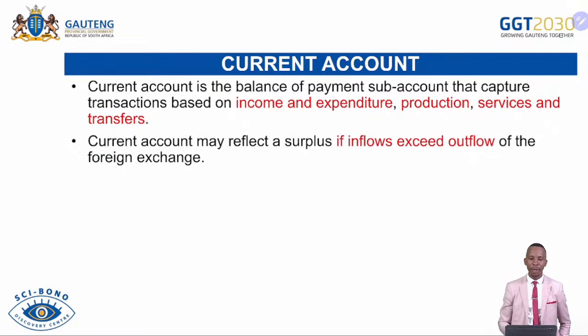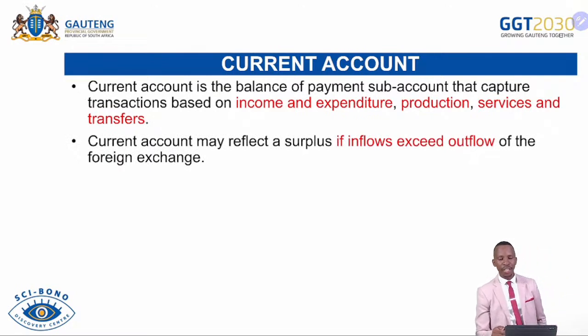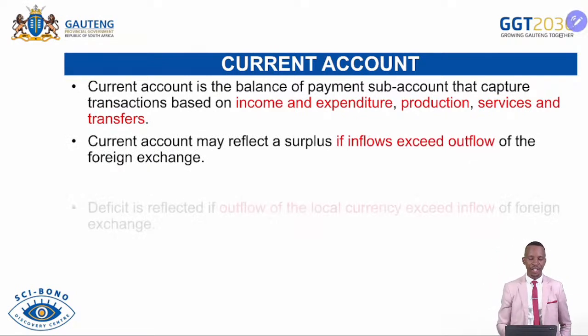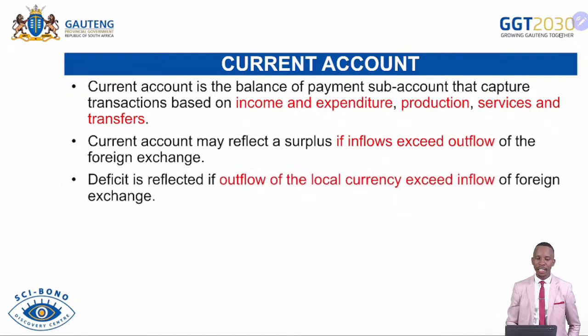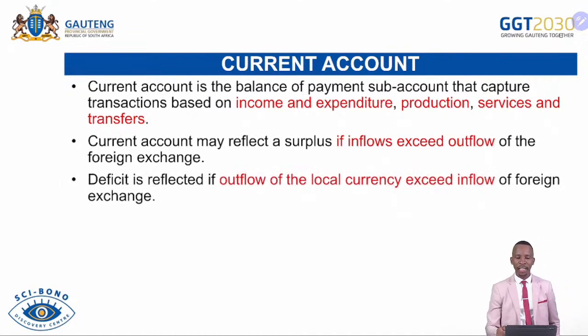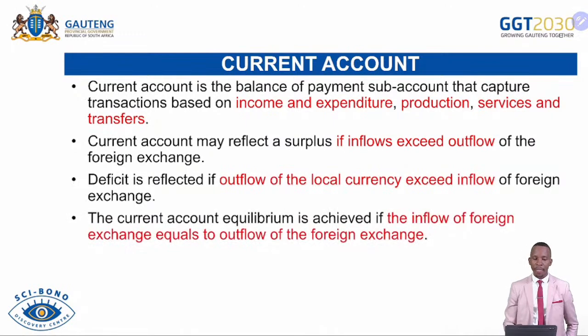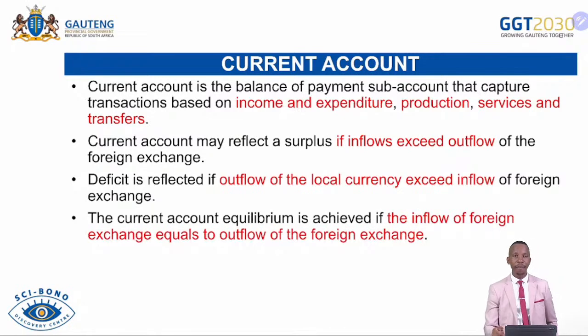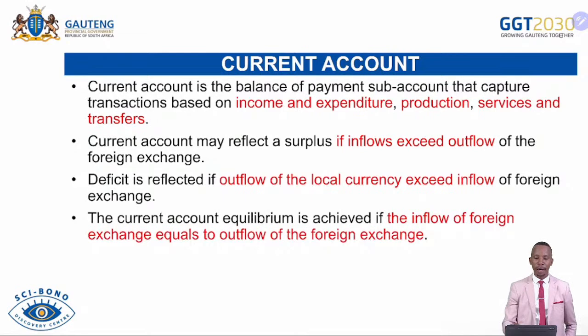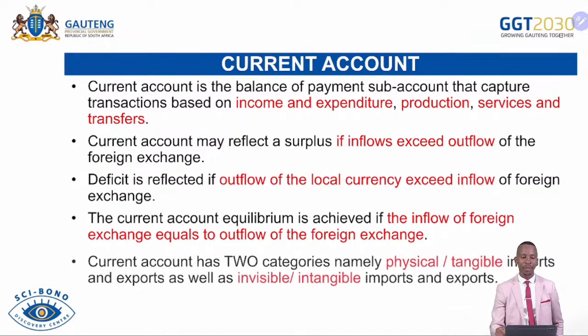And then the current account may reflect a surplus if inflows exceed outflows of the foreign exchange. A deficit is reflected if outflows of the local currency exceed the inflow of foreign exchange. The current account equilibrium is achieved if the inflow of the foreign exchange equals the outflow of the local currency. Then we have the BOP or current account equilibrium.